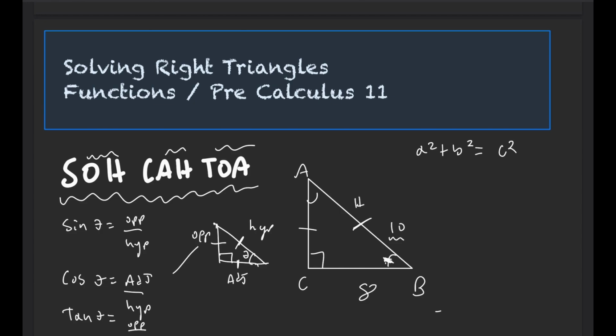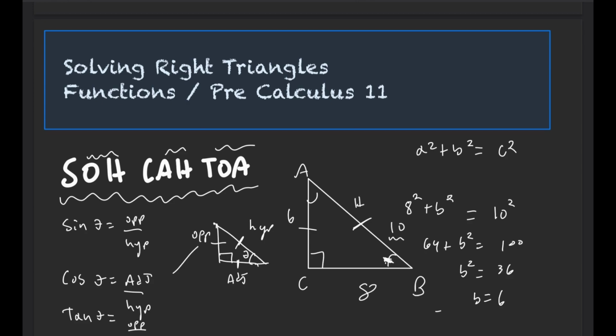So let's try that. Let's solve this triangle here. To figure out the missing side, we know the hypotenuse is 10, so it's going to be 10 squared is equal to 8 squared plus the missing side squared. That's going to be 64 plus b squared is equal to 100. So the missing side squared would be equal to 36. If you square root it, you'll get b is equal to 6.